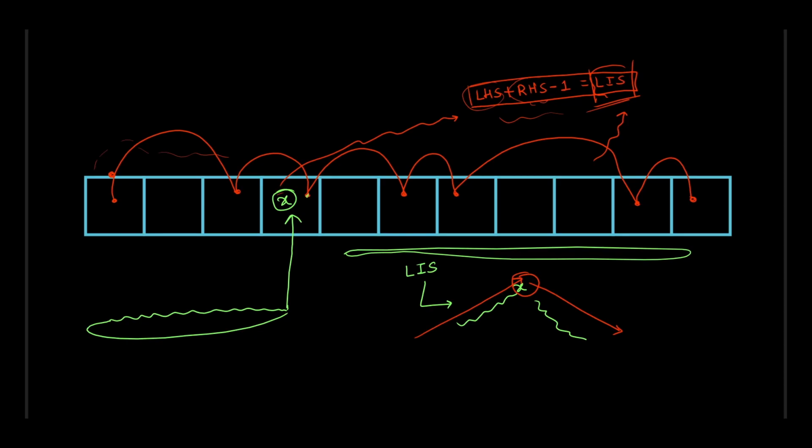If you are interested, I will link down the resources to learn about the optimizations. But as long as you understood the concept of this formula, LHS plus RHS minus 1 is equal to LIS, then this video has served its purpose.